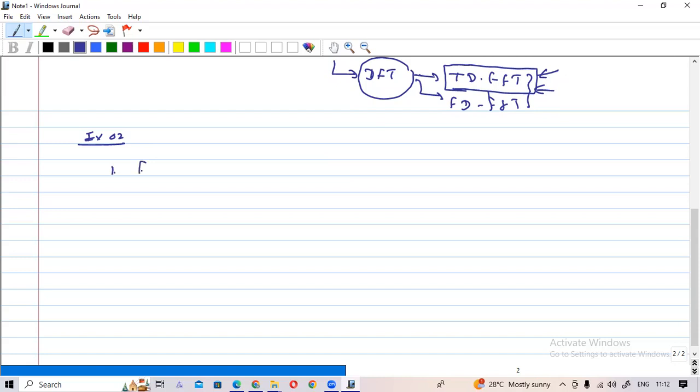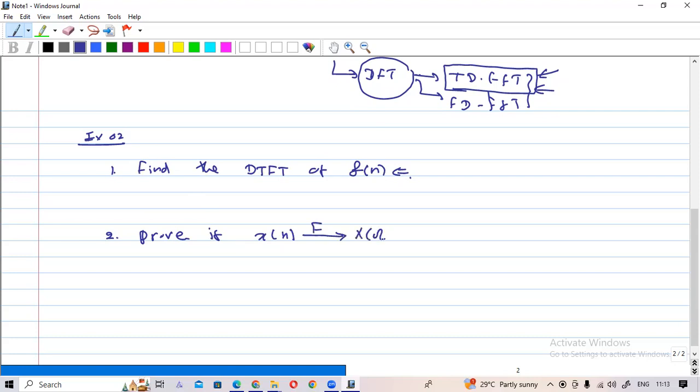First, find the discrete time Fourier transform of delta n. This is very easy. This is the first question. And second, I gave you: prove that if the Fourier transform of xn is x omega, and vice versa also.